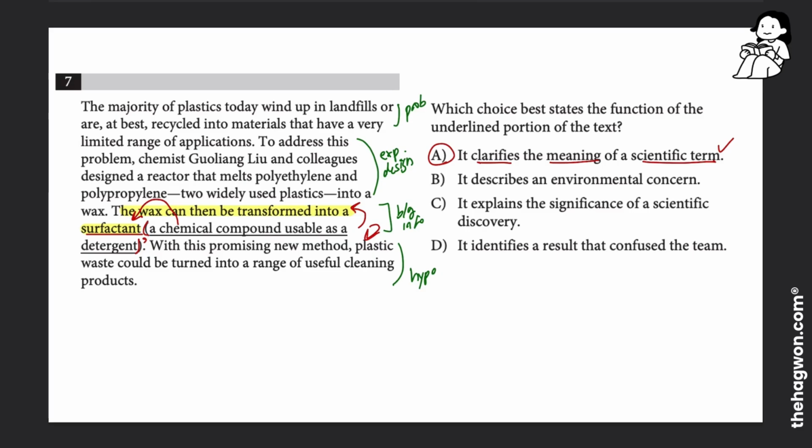So if I look through B, C, and D, I'll notice, well, concern, that's the problem, that was earlier in the passage. And significance of a discovery, well, this part is actually really my hypothesis. What will be helpful about this new method, having this new method. So that's a different part of this passage. And then it says it identifies a result. Well, result is not part of background, and that's not the sentence that I'm looking at. And so for that reason, B, C, and D, that's another way we can eliminate those three answer choices, and we would know that A is the correct answer.